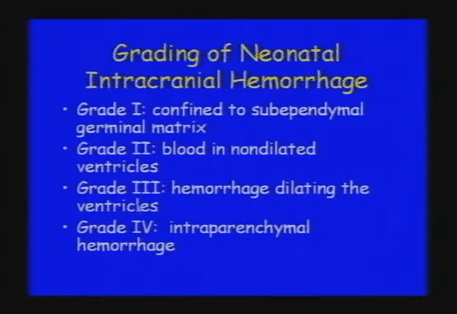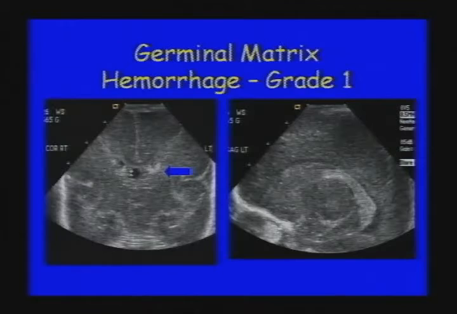The problem with this is you don't have to have a 1 to have a 2. Often you will go from 1 to 4. So what I like to do is describe the hemorrhage, and then in the impression, on each side of the brain, I'll give what is the highest grade that I see.